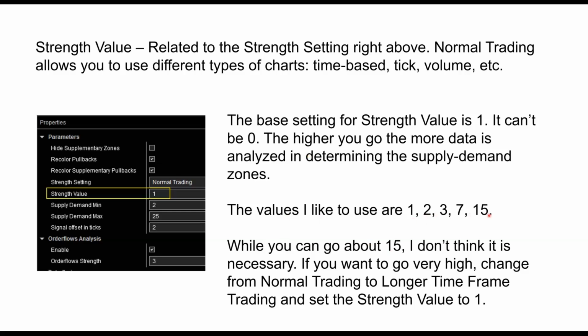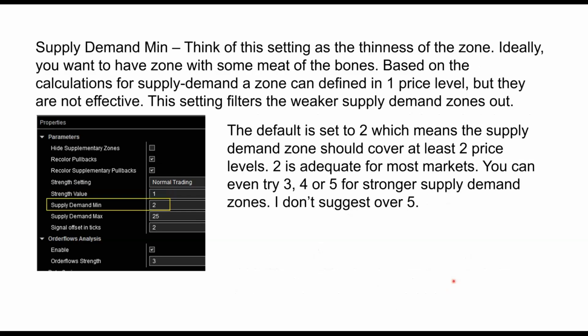I like to use 1, 2, 3, 7, and 15. You can go above 15, but I don't think that's really necessary because obviously the higher you go, the stronger it's going to be, the fewer signals. And if you're going to go very high, then you probably want to use a longer time frame. Change it from normal trading to a longer time frame, and then just set it to 1. Because if you're on a longer time frame, just keep the value set to 1. You're not going to use a long time frame with a strong setting. Just keep the strength setting at 1. And again, the max and min: this is the thinness of the zone, or the thickness, if you will.